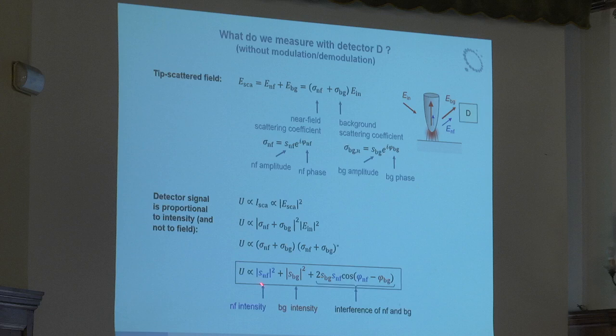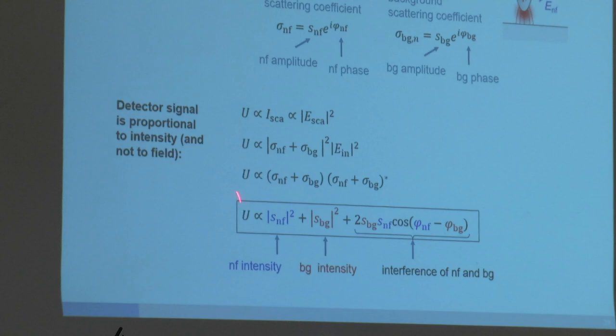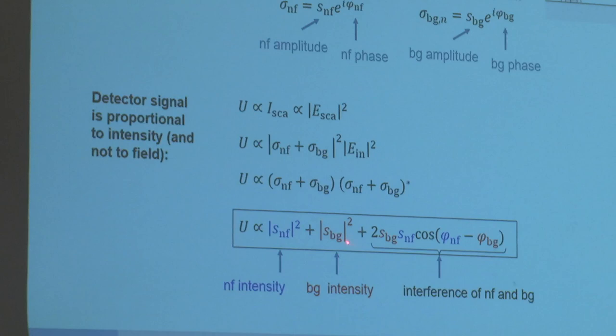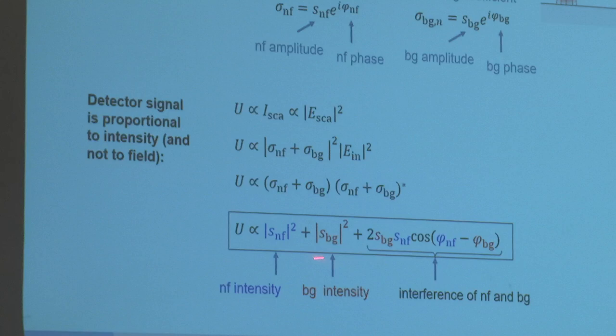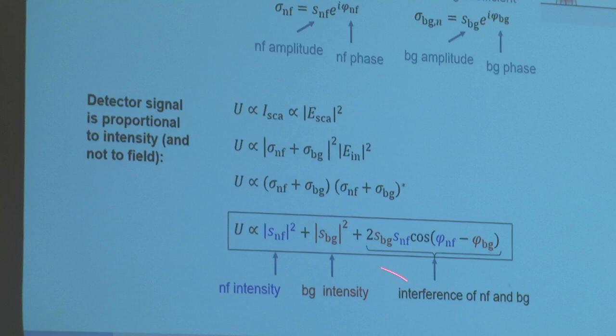And this reminds a little bit of the interference equation that Fritz showed already before. So the detector signal now is the following. The near-field amplitude squared plus the background amplitude squared, that would correspond to the near-field intensity and the background intensity. And then we have this interference term in which the background amplitude, the near-field amplitude, the near-field phase, and the background phase are completely mixed up, all right? So this term is a mixture of background and near-field.